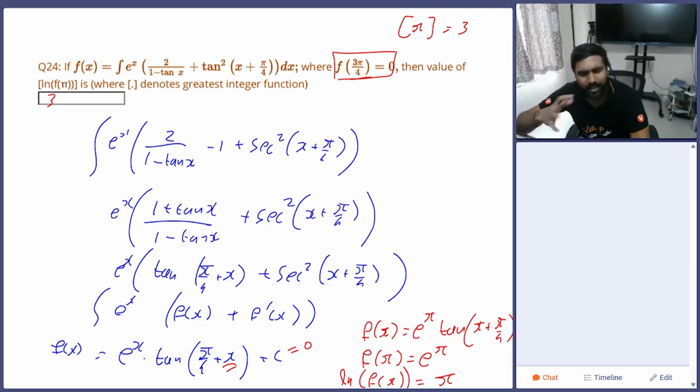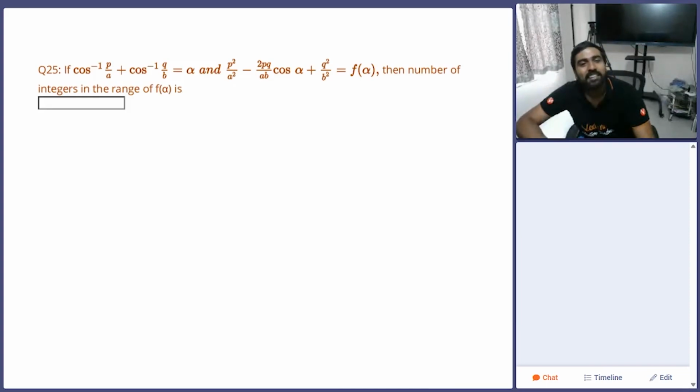Simple. A little bit of trigonometry, a little bit of integration, classical integrals, and a tad bit of the greatest integer function. Okay? I will say this is an easy question category; we can get it very easily. All right, moving on. Let's have a look at the next question.